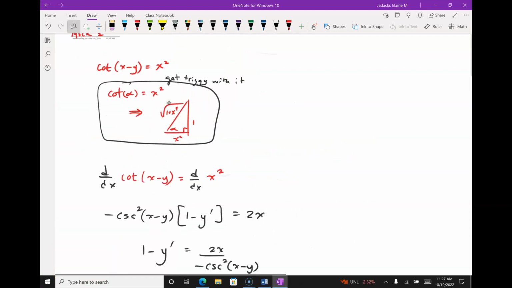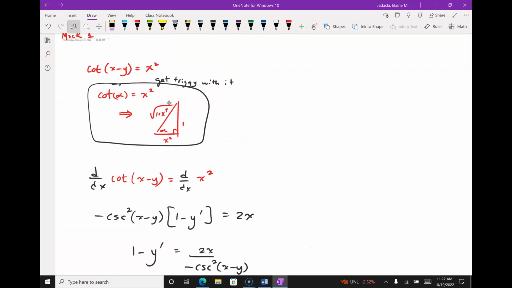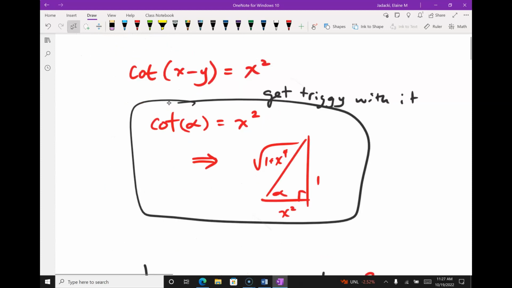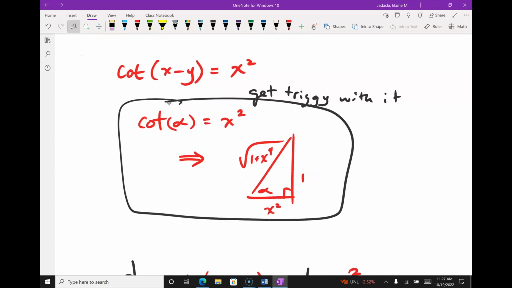I have a trig already, so we can go to a triangle. Just the trig, cotangent, right? So adjacent over hypotenuse, yes? Okay, and I get the other side by Pythagorean theorem. Did anyone get the triangle? Nice. If you didn't get the triangle, why?